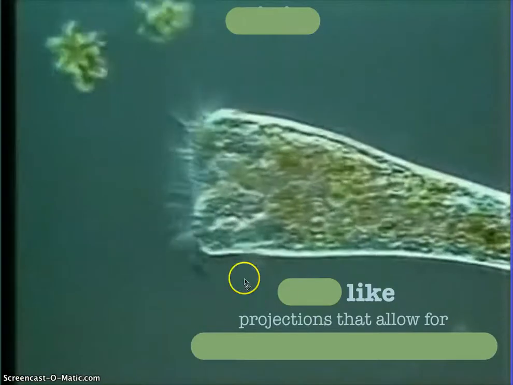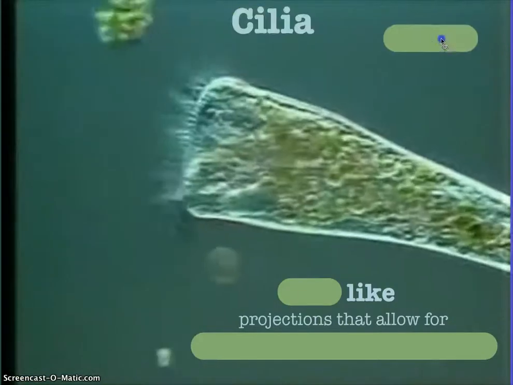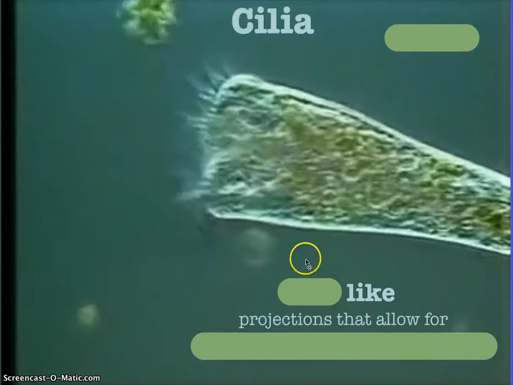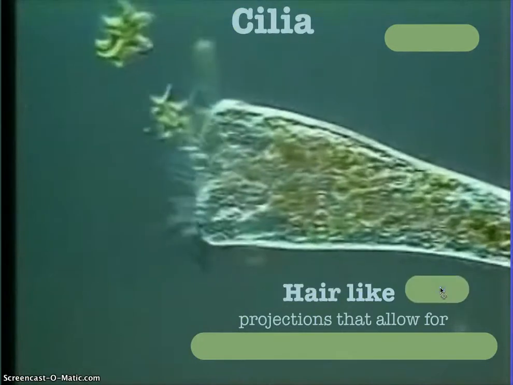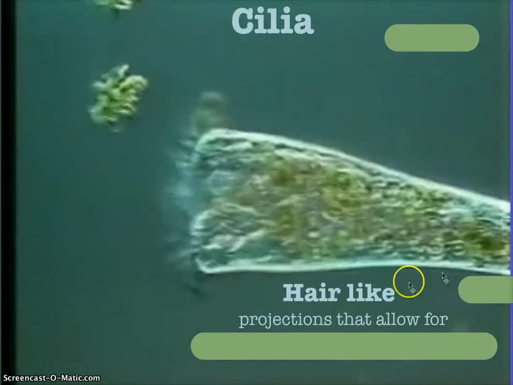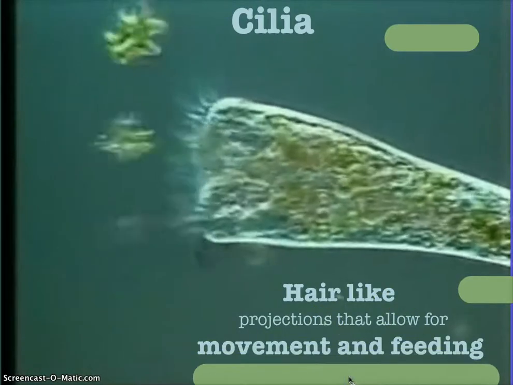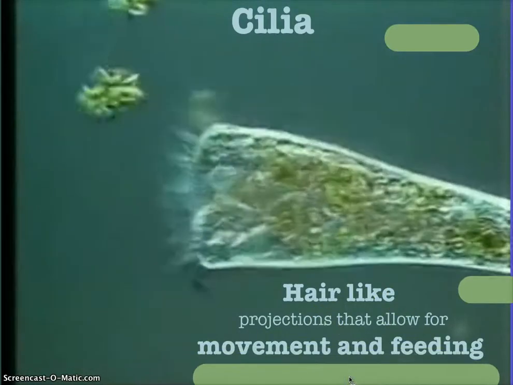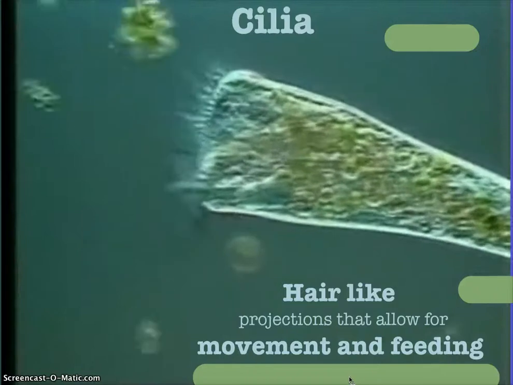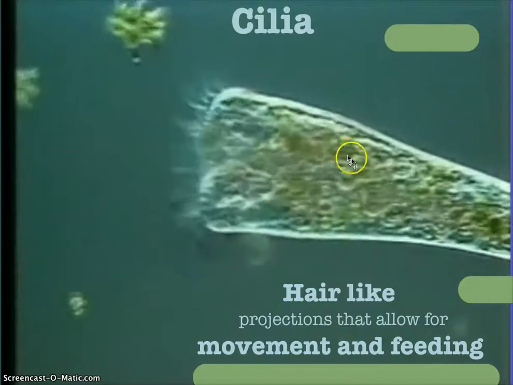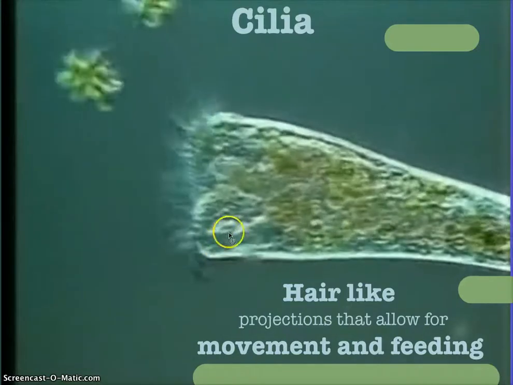My second structure, anybody know what this is? It's right here. Cilia. What does cilia look like? Little hairs, as opposed to long like tails or whips. And they allow for movement and feeding. As you could see there, they're literally taking in particles. You can even see it going through their cell, which is pretty cool.